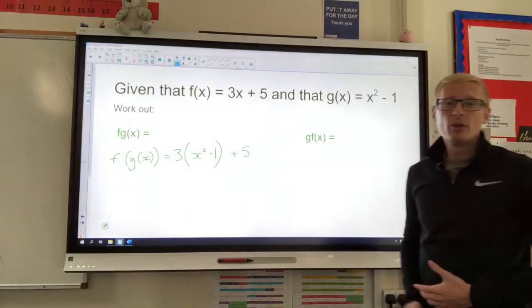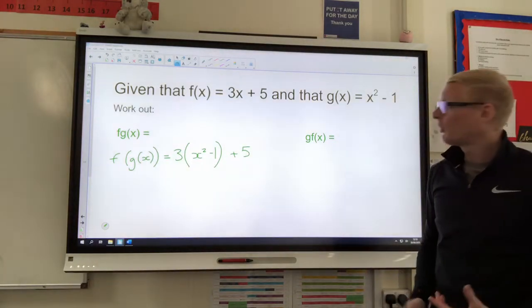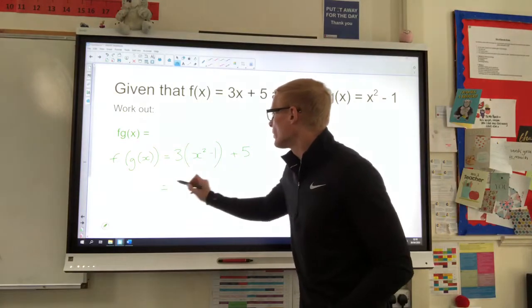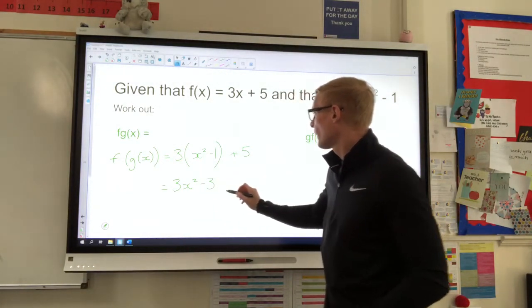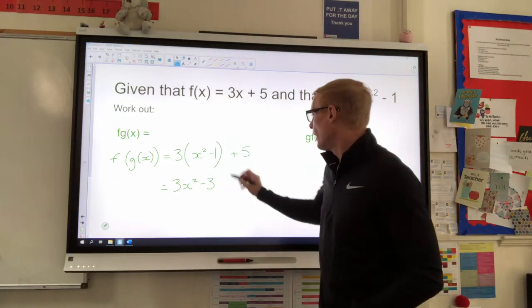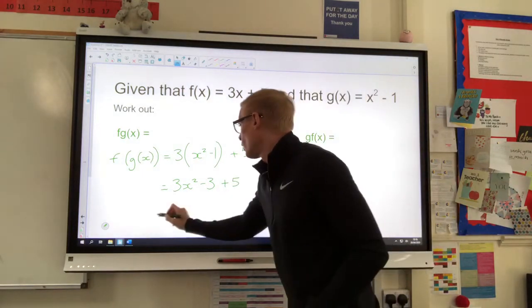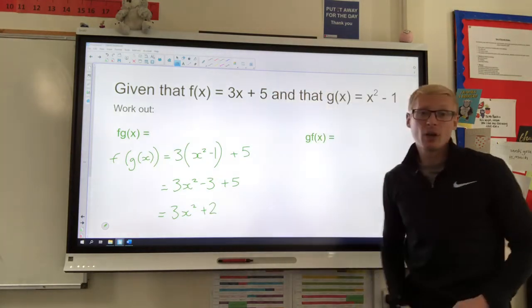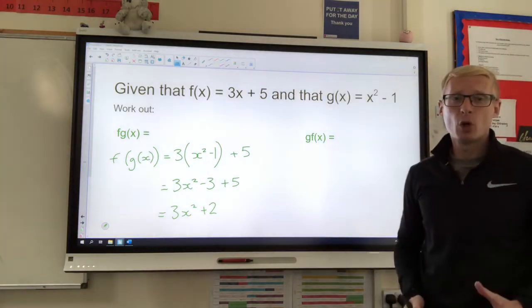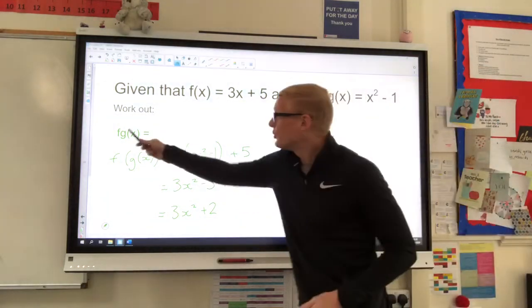Now what you'll be required to do from there is just simply expanding and simplifying. So 3 times x squared, 3x squared. 3 times negative 3, negative 3. Sorry, 3 times negative 1, negative 3. Add the 5. So 3x squared plus 2. Now that's as far as you need to go, that's as far as you can go with this question at the moment. Okay? So that's f of g of x.